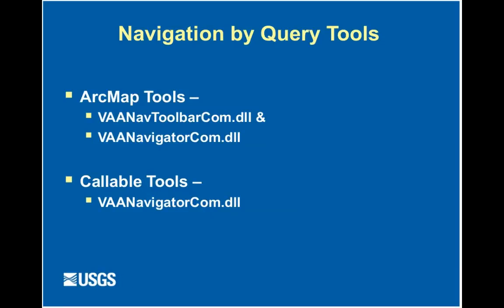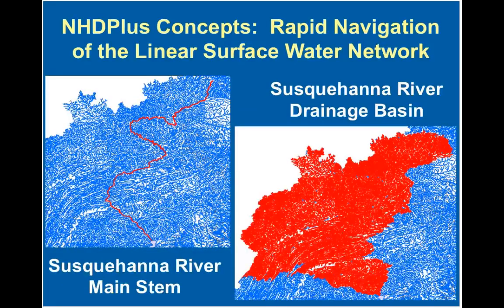The VAA navigation tool is available as a toolbar in ArcMap, and it's also available as a DLL that you can call from your own custom program, like a Python script. So with this tool, it'd be pretty easy to make a script that can do some very sophisticated network-based analysis. Here's a simple example using the tools showing an upstream main stem and an upstream with tributaries navigation for the Susquehanna River. Both these navigations happen very fast.